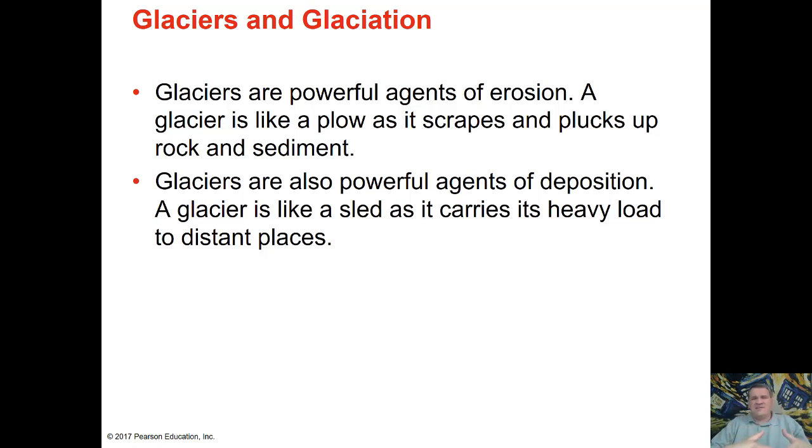Also, as it goes along, it's possible for some of that to get trapped within the ice, carrying all of that material. However, although they are really powerful agents of erosion, they're also very strong agents for deposition. Okay, once all of the ice melts, it deposits all of that stuff all in the same place, all in one go.